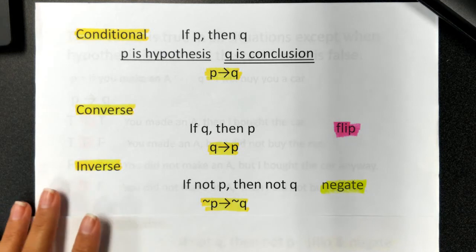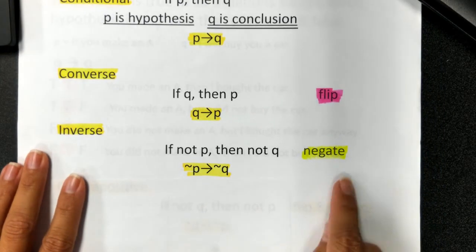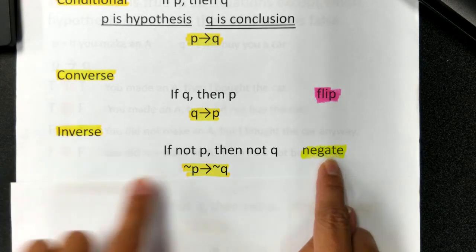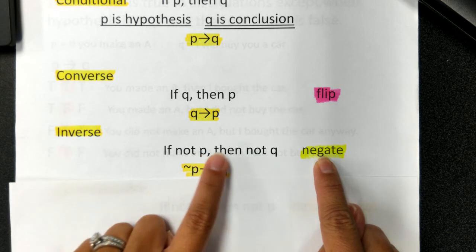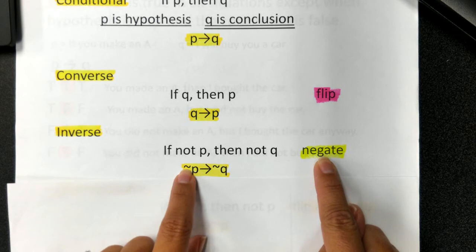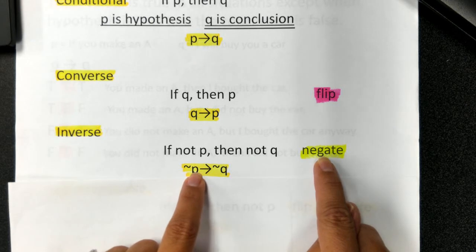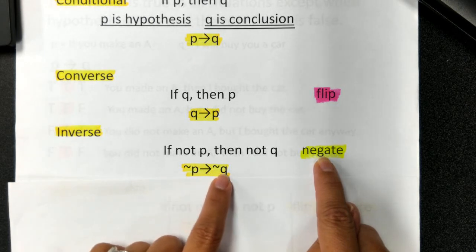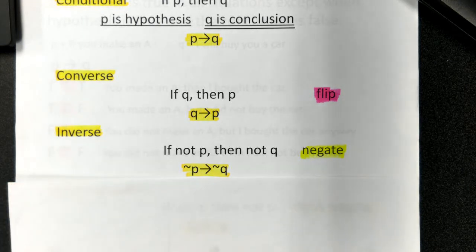Inverse. All right, so for an inverse, it's going to negate. This is a new fancy word for not. If not P, then not Q. To illustrate that, we use this mark right here in front of our P, which illustrates an inverse. That is to negate P, arrow to negate Q. So not P, then not Q. And I'm going to give some examples of each of these going forward.